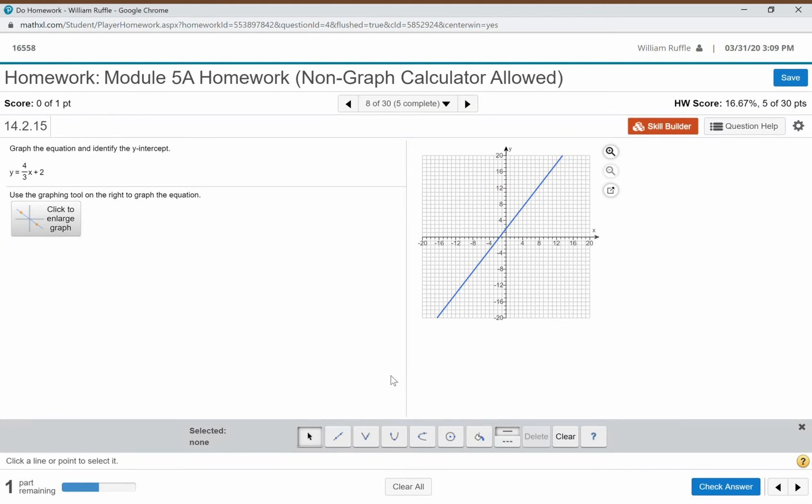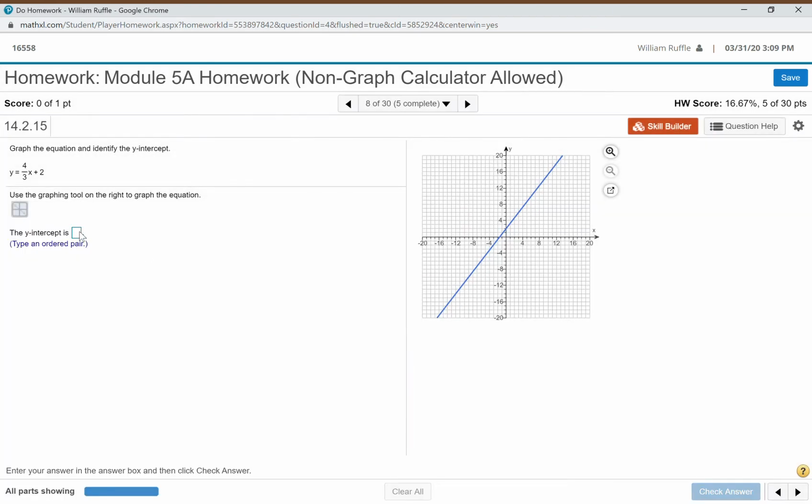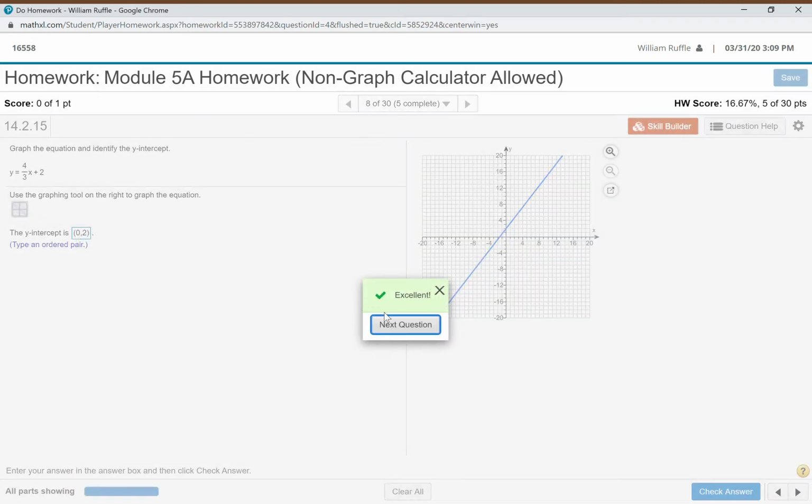I click save. I check my answer. Again, when the x is 0, that's going to be my y-intercept. So it goes 0, comma, 2, close parentheses, enter, and we're good to go.